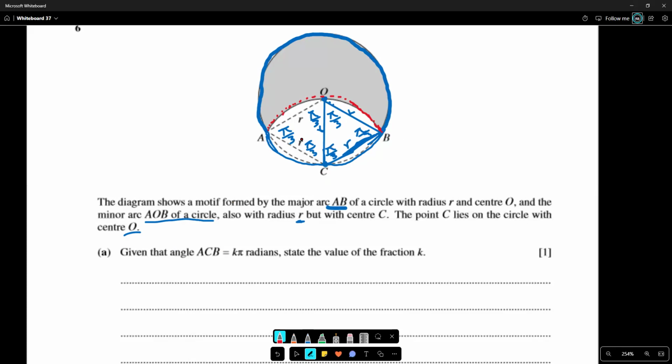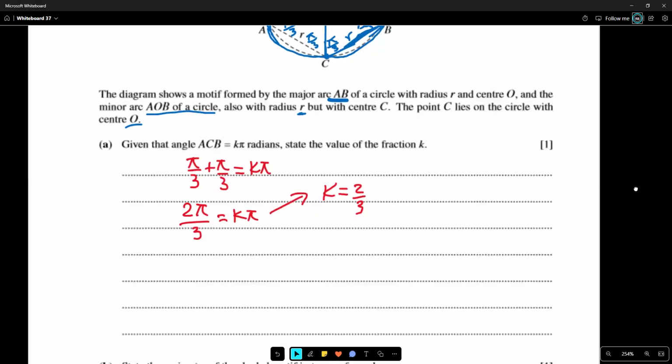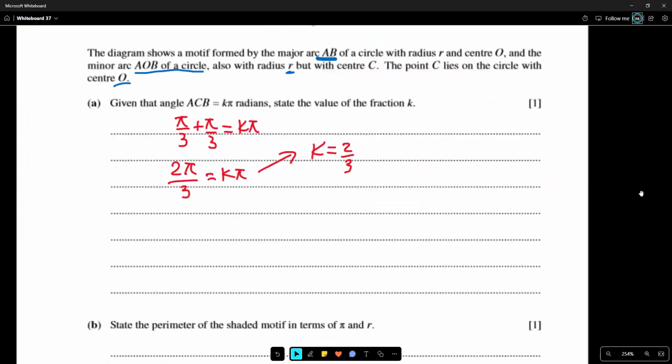ACB is this angle here. So ACB, we know that it's pi over 3 plus pi over 3, right? Then they say it equals k pi. I mean k pi. And this is 2 pi over 3 equals k pi. I'm sure we can see that the pi's are going to cancel each other. So we have k equals 2/3. Right. That is what they wanted us to get there, the value of k.